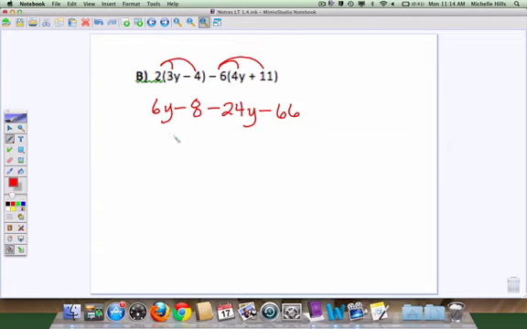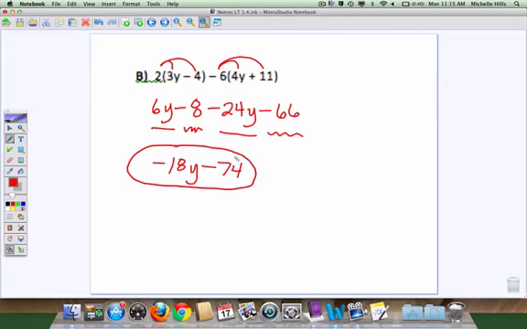At this point, I have some like terms to combine. I have a 6y and a minus 24y, and then I have a negative 8 minus 66. So when I punch those in my calculator, the y term should go first. The coefficients, positive 6 minus 24 is a negative 18, so I have negative 18y, and my constant, what I would punch in my calculator, is negative 8 minus 66, which is negative 74, so I write it as minus 74. Again, I should never write a final answer with plus a negative or minus a negative in it. I need to simplify that down.